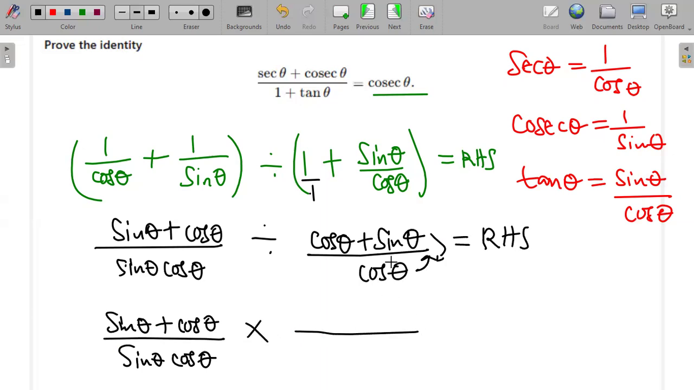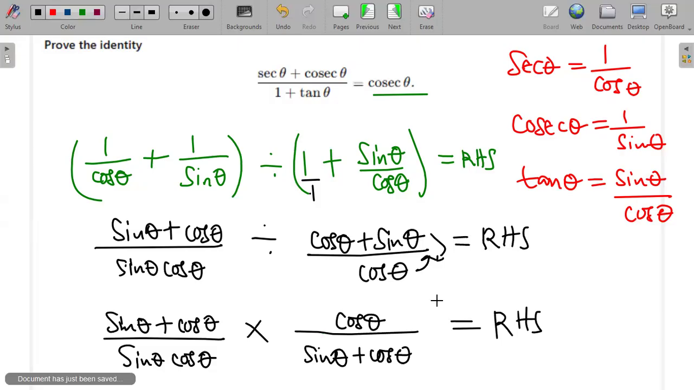Okay, what I have here is that this guy goes on top. So it's cos theta. And then this guy on top, I'm going to write it as sine theta plus cos theta, because I know that addition is commutative. Okay, so meaning that cos theta plus sine theta is the same as sine theta plus cos theta.